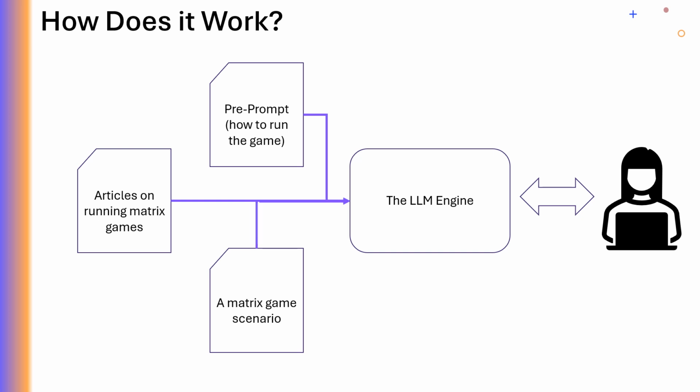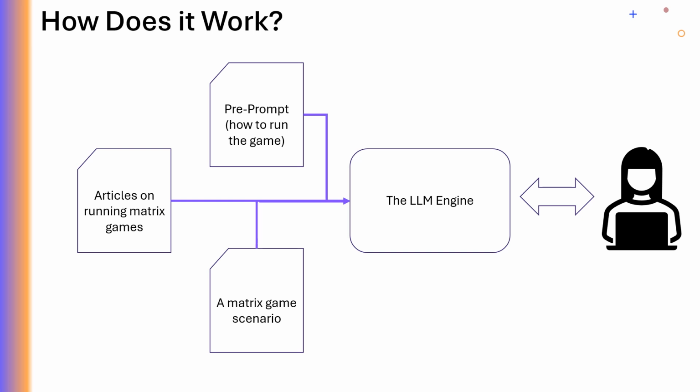Which allows you to create effectively bots with different personalities or different roles. So what I've done in this case is I've created a pre-prompt, which is just a simple text file of instructions, and that explains to ChatGPT how I want the Matrix game run. I should point out that I don't actually need to do that.